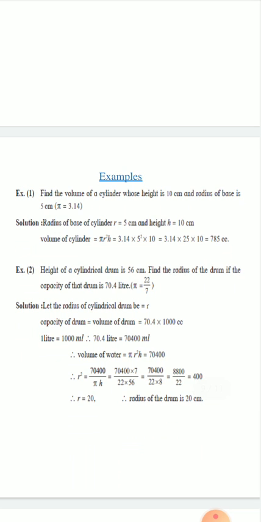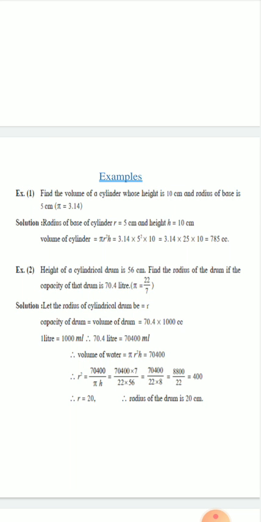The height of the cylindrical drum is 56 centimeter. Find the radius of the drum if the capacity of the drum is 70.4 liter. Now they give you the height of the cylindrical drum as 56 centimeter, and the capacity is also given. Capacity means again the volume of the cylinder, which is given as 70.4 liter. So we have to find out the radius of the drum.